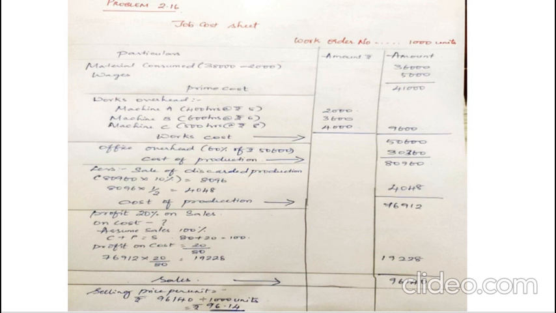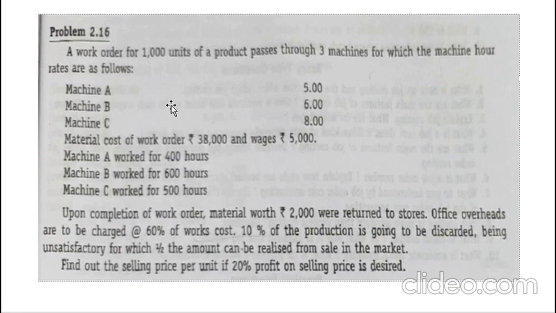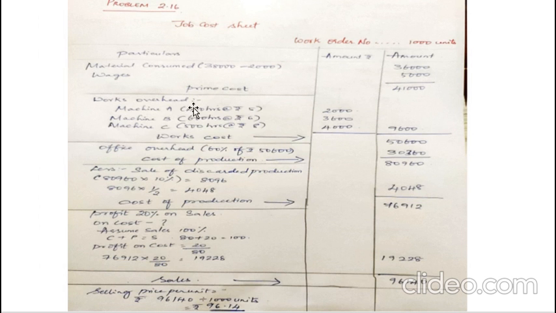Next expense is works overhead. What information is given about works overhead in this problem is they have given machine hour. Obviously machine rate and machine hour will be getting into your works overhead, because it is all your factory expenses. So machine hour rates are given here for A, B, C, 5, 6 and 8, and they've given the number of hours they have worked. So for machine A, 400 hours. What is the rate given? 5. So 400 into 5 rupees, which will give you 2,000.